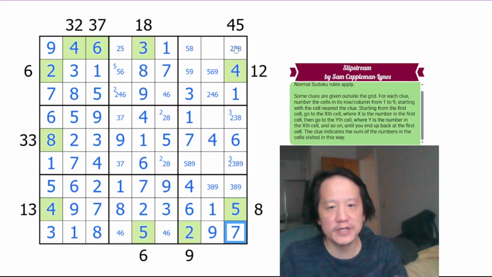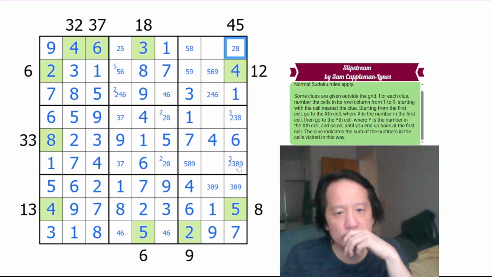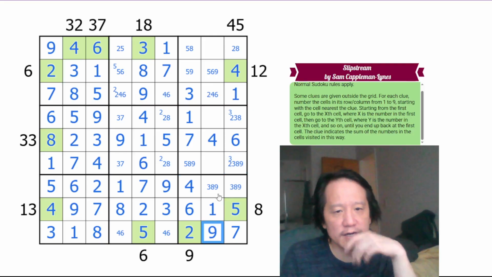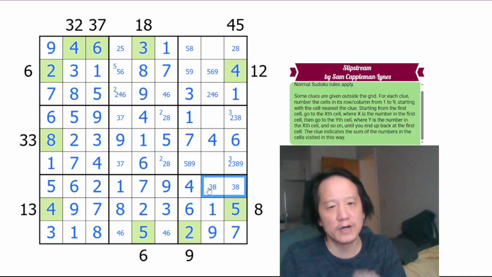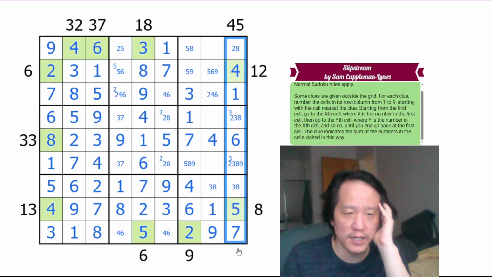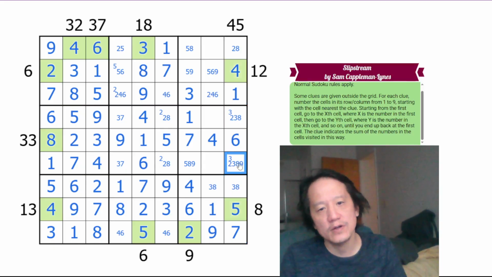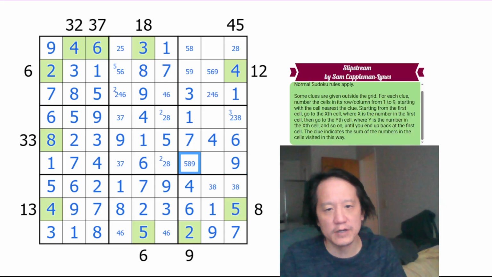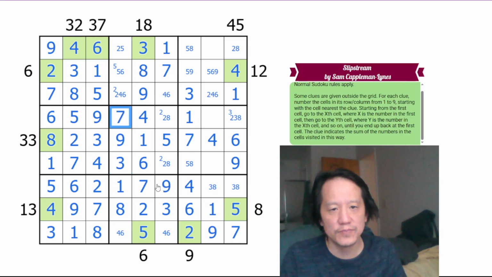This 7 eliminates 7 in the rest of the column. This 9 eliminates 9 in the rest of the box, so this is a 3-8 pair. We have a 2, 3, 8 triplet in column 9, which eliminates 2, 3, and 8 in the rest of the column. So this must be 9, which means this can't be 9 here. This 7 eliminates 7 here, so it's 3 and 7.